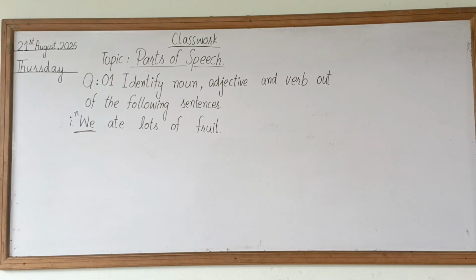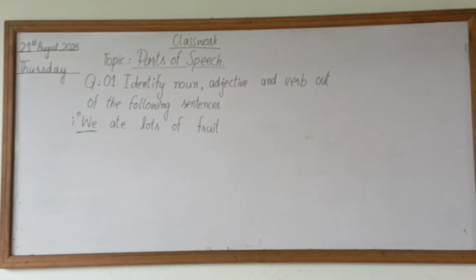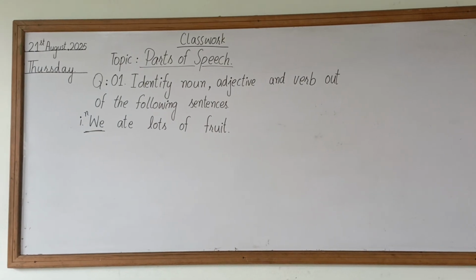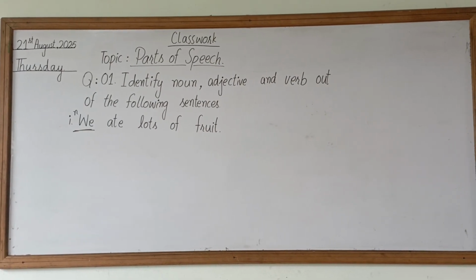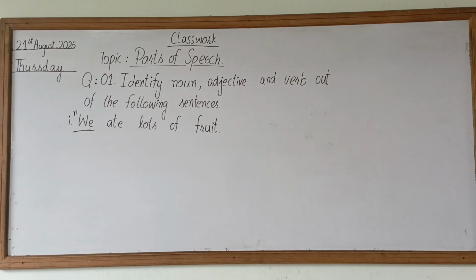You all will be writing those sentences in a sequence in your notebooks, and then underlining the specific words, and then writing N, A, and V above those words to identify that this is a noun, this is a verb, and this is an adjective. So move on. We will be finding now the verb and adjective in the sentence.